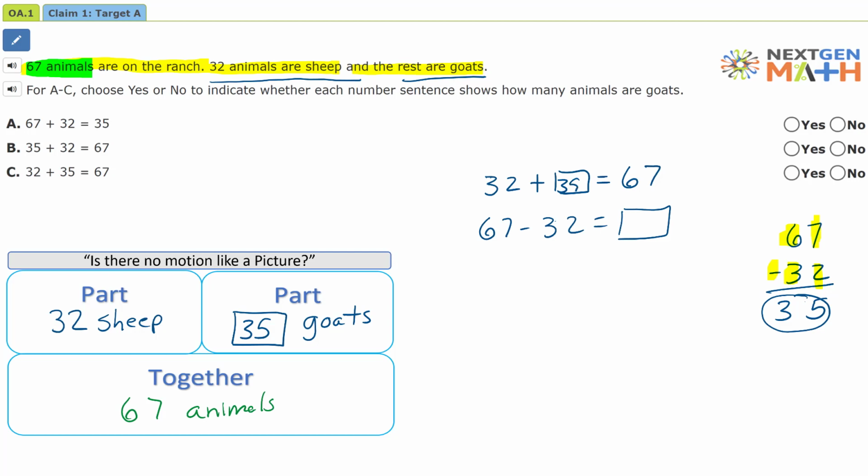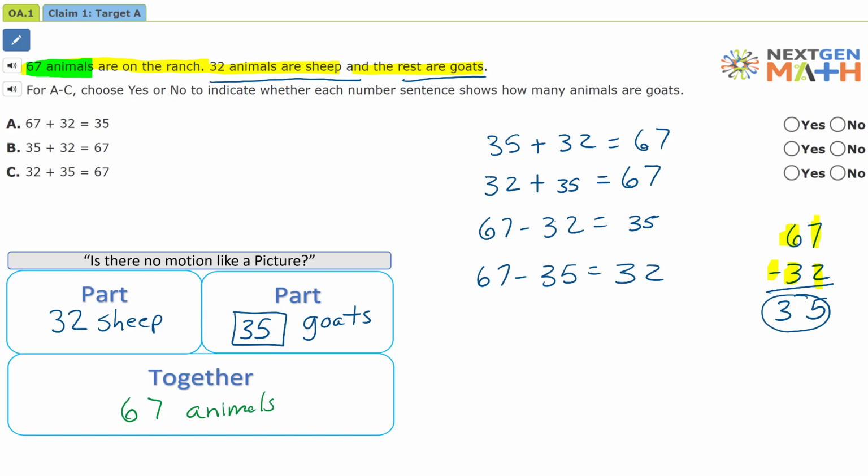So we could rewrite the problems like this. With addition, because of the commutative property, we could swap the order of 32 and 35, that's equal to 67. And we could also do 67 minus 35 equals 32. So these are different ways that we could write the equation. Now let's go back and answer the problem. For A through C, choose yes or no to indicate whether each number sentence shows how many animals are goats.